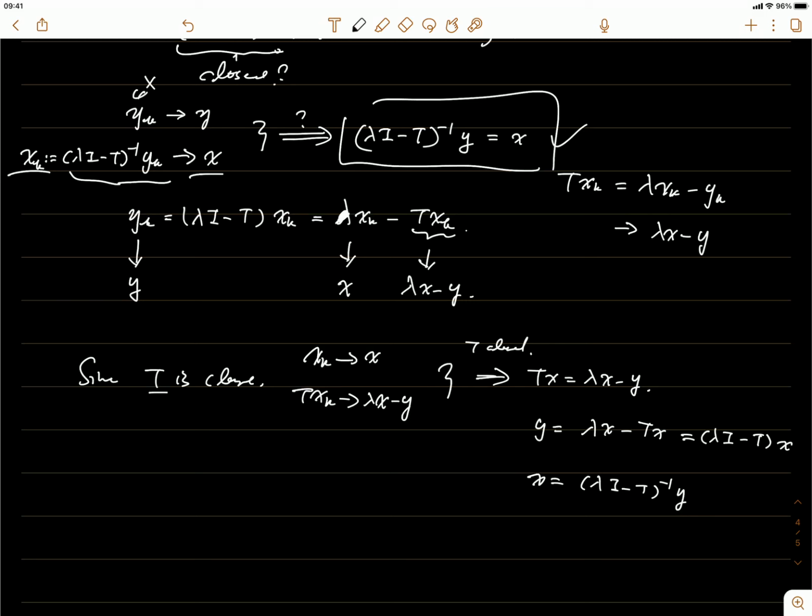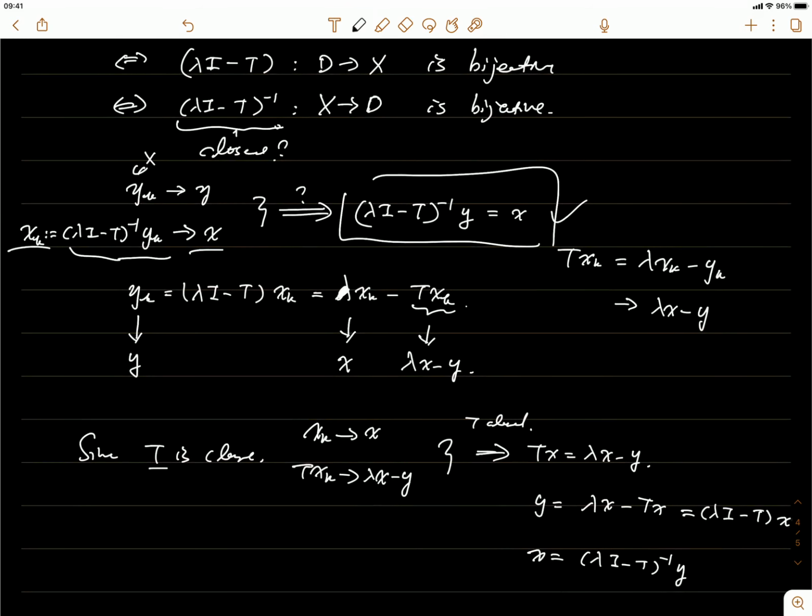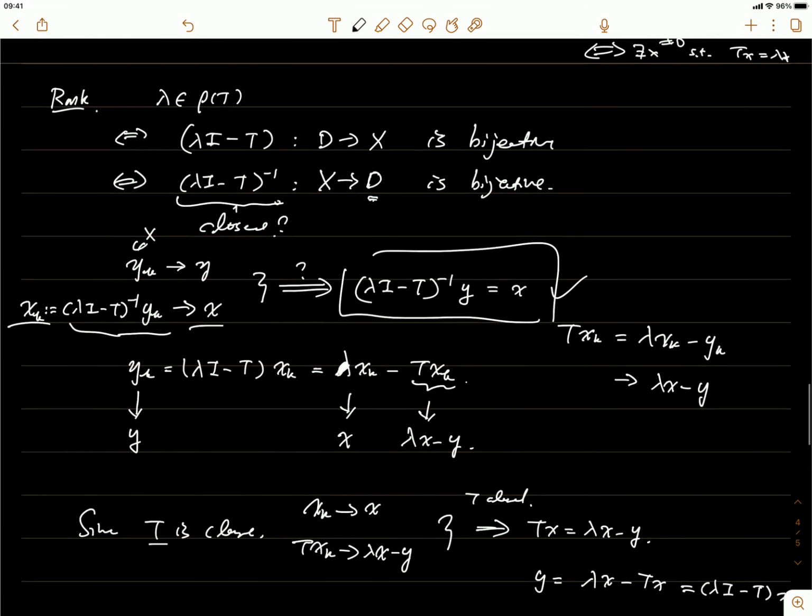Okay, and this shows that the inverse of lambda I minus t is a closed operator. So it's a closed operator, and it's linear, and it's mapping from x to D. If I want to show that this is continuous, I can try to apply the closed graph theorem, right? But I also need to check what this D is. Is D a complete, a closed set or not? It's a subset of a complete space X. So if you can show that D is closed, then D will be complete as well.